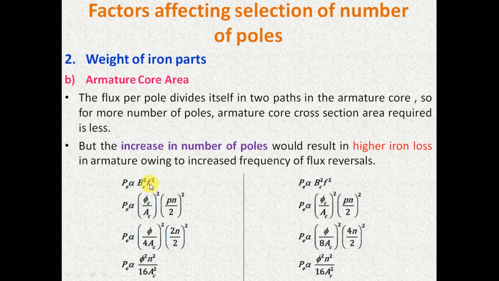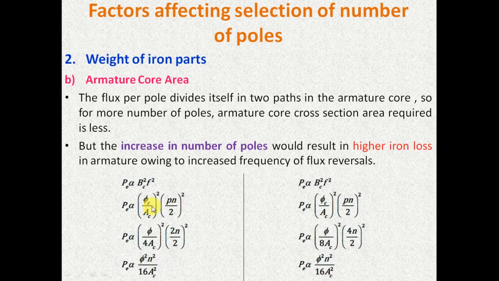This relation is actually indicating the eddy current loss relation. Eddy current loss is directly proportional to magnetic flux density squared and frequency squared. So in the case of a 2-pole machine, we will be able to obtain the relation of eddy current loss after making suitable substitution like this.